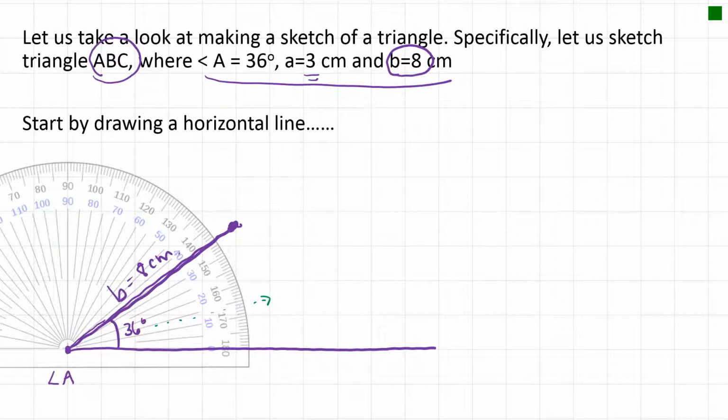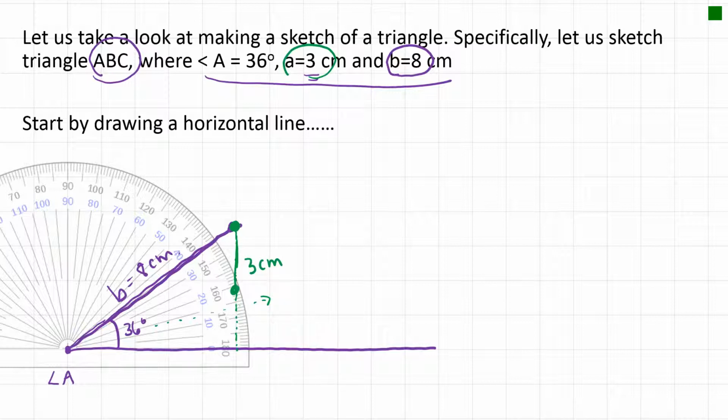Now, a couple of observations here. If you can imagine, there's going to be a triangle that's drawn. So I have to connect this point to this bottom line. And the height of the triangle is going to be this height right here. And notice it's shorter than 8 centimeters. A, which is directly across from 36 degrees, is 3 centimeters long. So just estimating, 3 centimeters would approximately be something like that length.